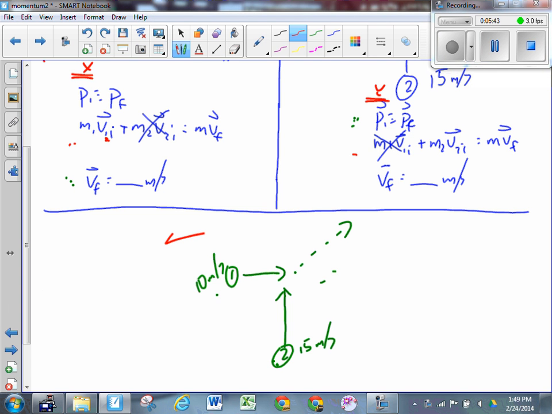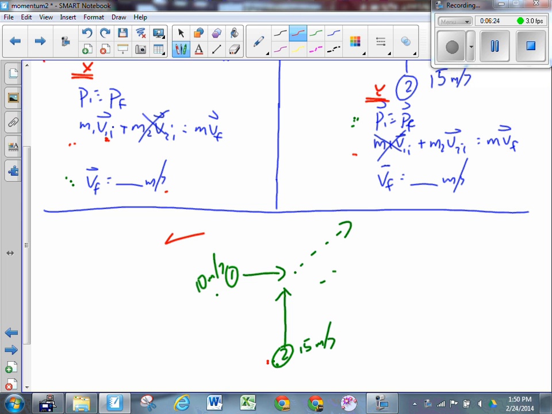Object number 1 is moving at 10 meters per second. M2 is, whatever it is, doesn't matter. What's V2I? What is it? 0. Yeah, why isn't it 15? It says 15 on the picture. Yes, it's relative to the x-axis. We're dealing with the x-axis, and when we look at this diagram, object number 2 isn't moving on the x-axis. As far as the x-axis is concerned, it's at rest. So we're going to say it's 0. Okay, MVF, solve for VF.